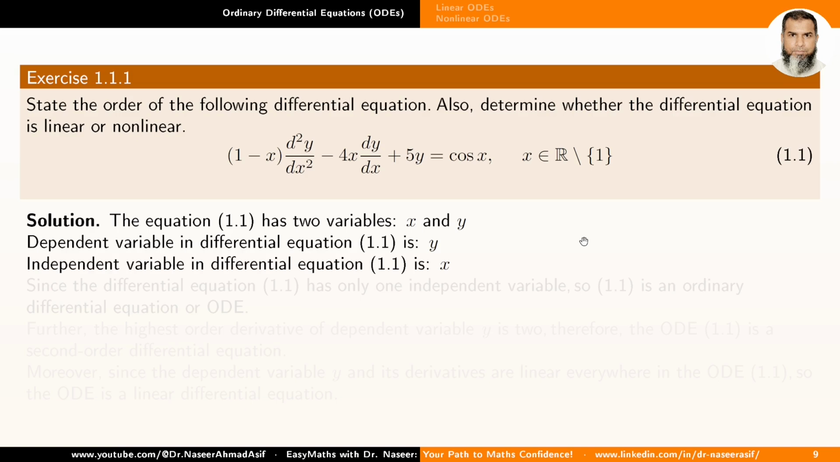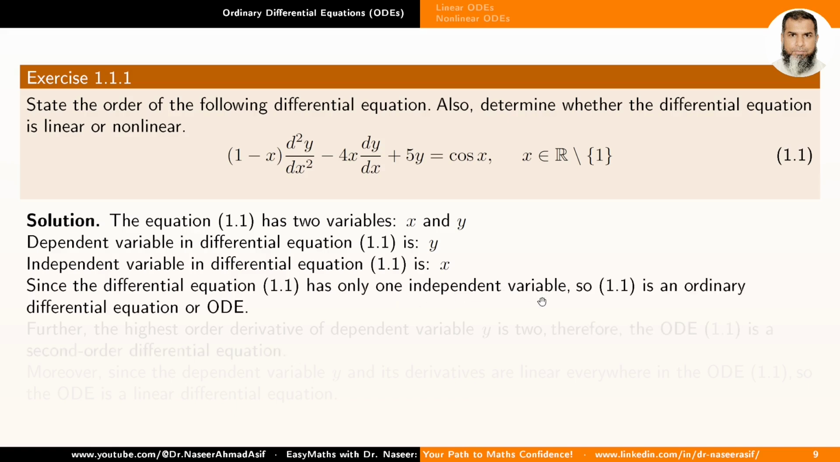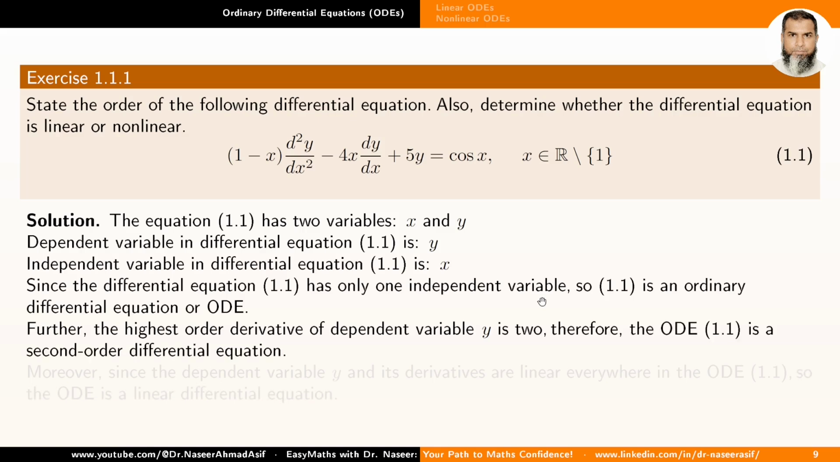The independent variable in the differential equation is x. Since the differential equation 1.1 has only one independent variable, 1.1 is an ordinary differential equation. Further, the highest order derivative of the dependent variable y is 2. So ODE 1.1 is a second order differential equation.